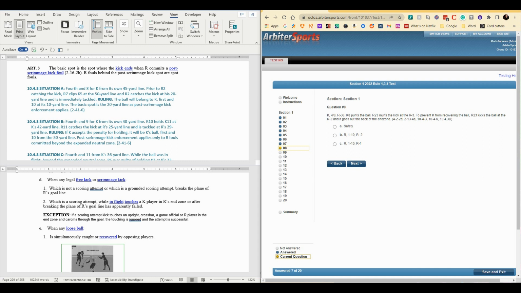Okay, question number 8. K, 4th and 8 at the R38. K8 punts the ball. R23 muffs the kick at the R3. To prevent K from recovering the ball, R23 kicks the ball at the R2, and it goes out of the back of the end zone. And we've got a lot of rules references here.